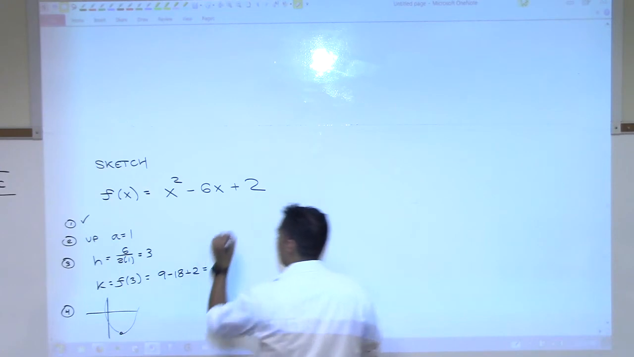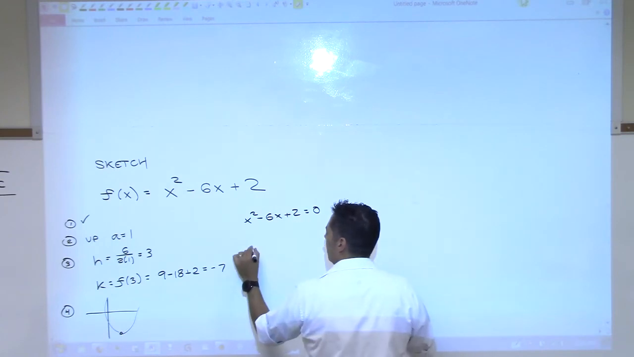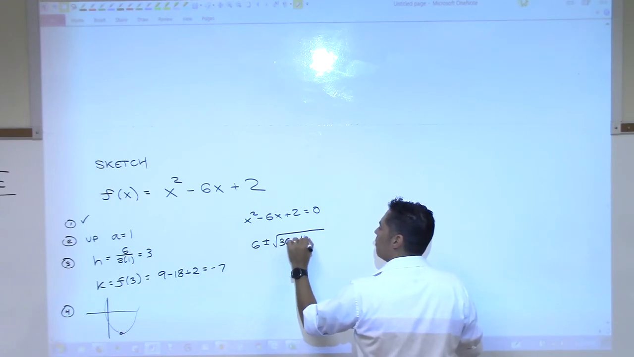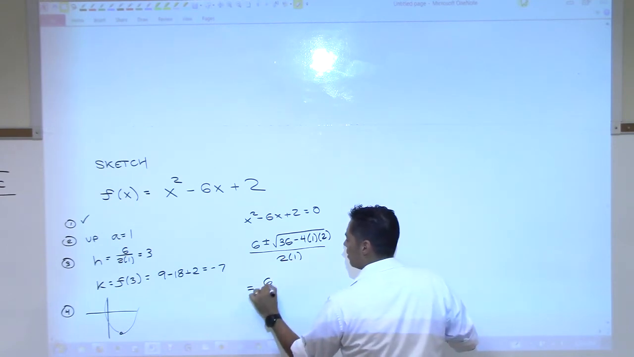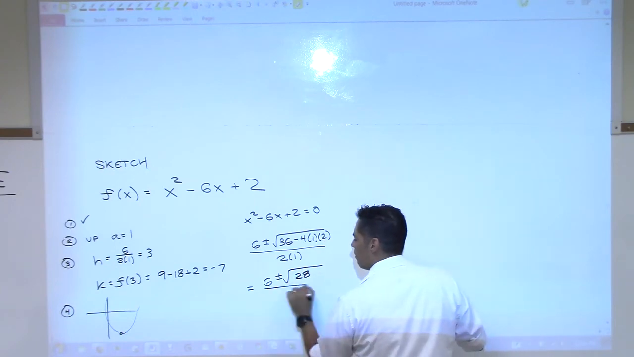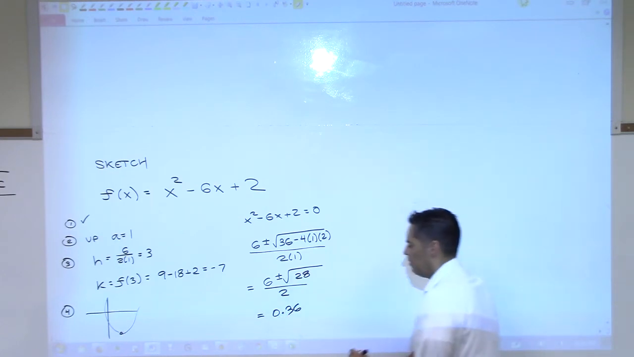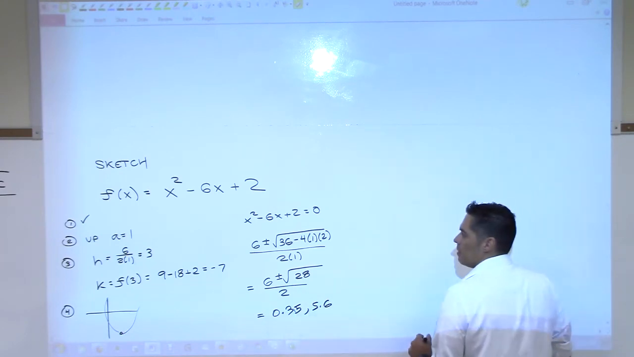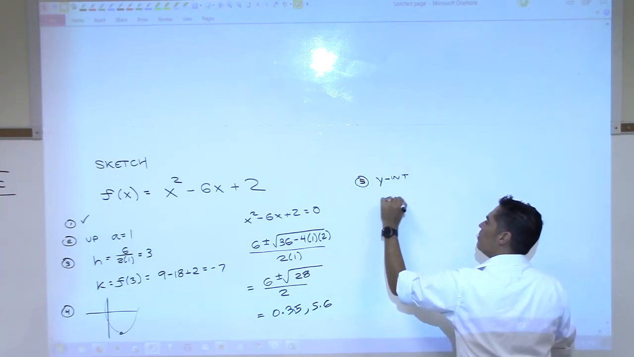So we're going to have 2 x-intercepts. So we set this thing equal to 0. And that's going to be negative b plus or minus the square root of b squared minus 4 times a times c all over 2 times a, which is equal to 6 plus or minus the square root of 36 minus 8, 28 over 2, and that gives us 0 point, what is it, 3.6? I got 3.5. 3.5, something like that, and then 5.6. All right, step 5 is the y-intercept, which is going to be c equals 2.